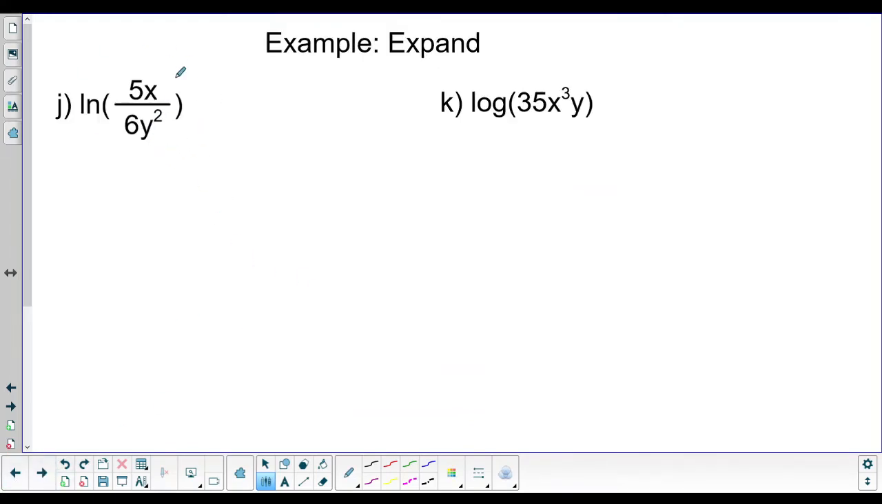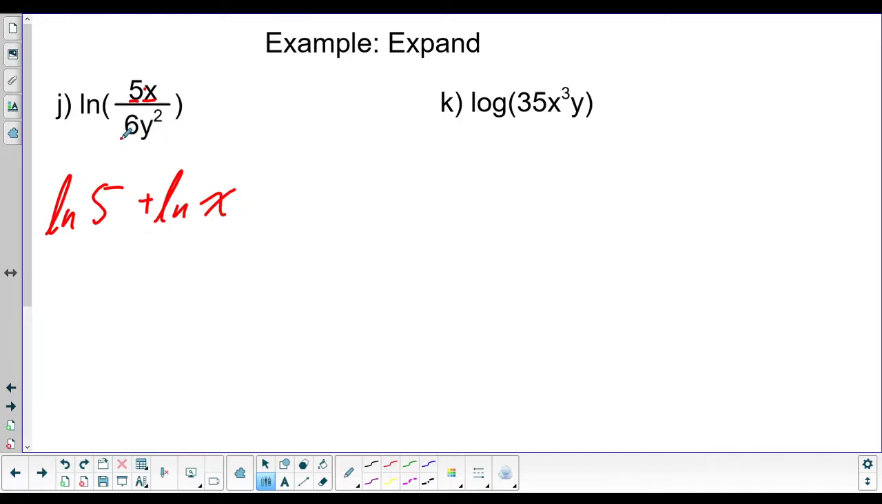So here, we're going to separate the top and the bottom. What we can do, if you're careful, we have 5 times x. So these two are going to be positive because they're in the numerator. And we need to add them together to separate the multiplication. So we could do the ln of 5 plus the natural log of x.